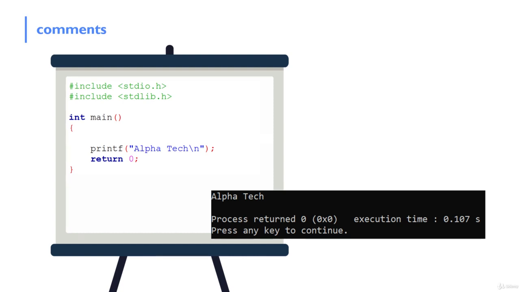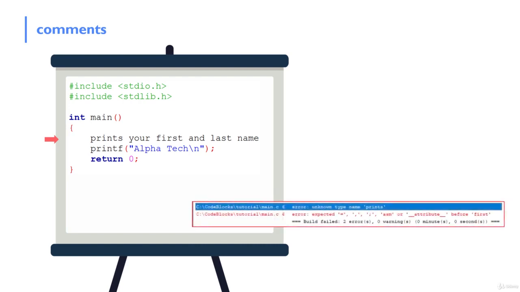Now we can simply add a comment that specifies in just one sentence what this program does. For example, adding a comment like "this program prints out our first and last name." And if we try to run this code, we can see that it won't work. We'll just get some errors. And the reason for that is very simple.